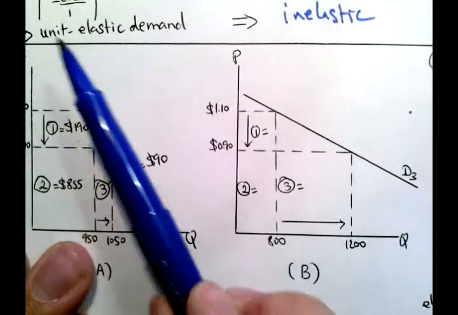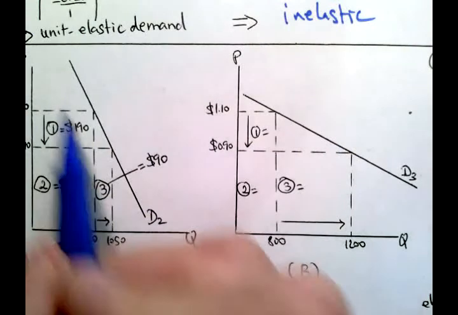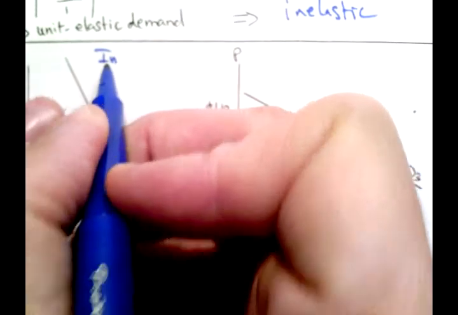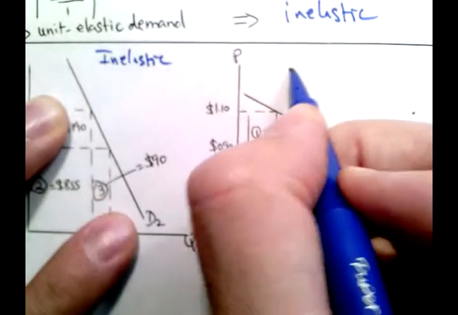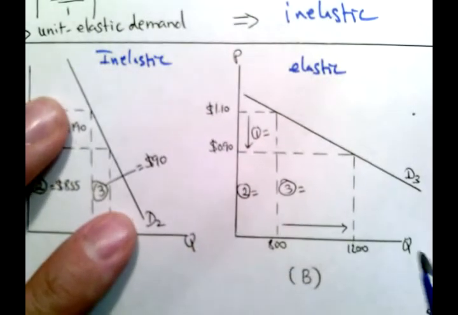One demand curve is much steeper than the other. This is steep, this is flat. So again, that looks like the letter I, so we can guess that here the demand curve is inelastic, and here the demand curve is elastic. What will be the effect on the firm's revenue?